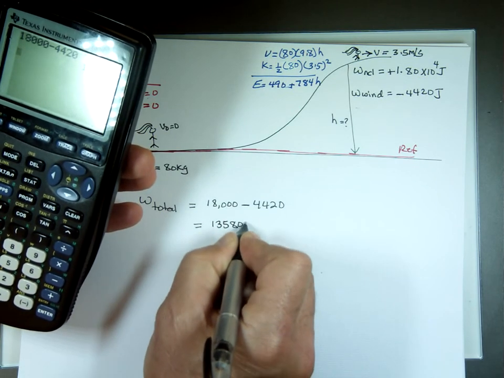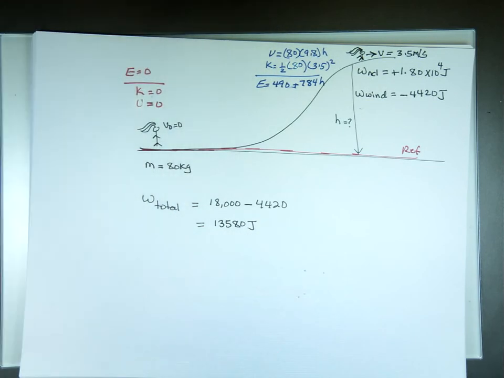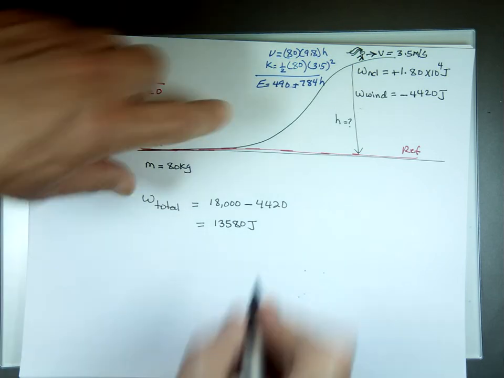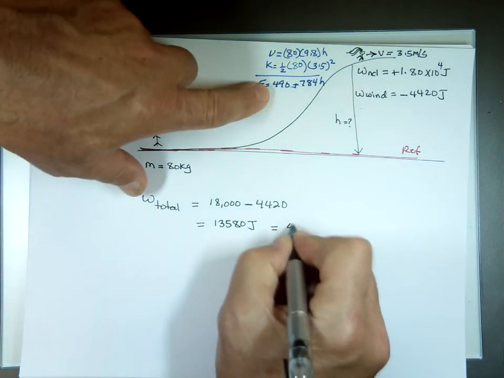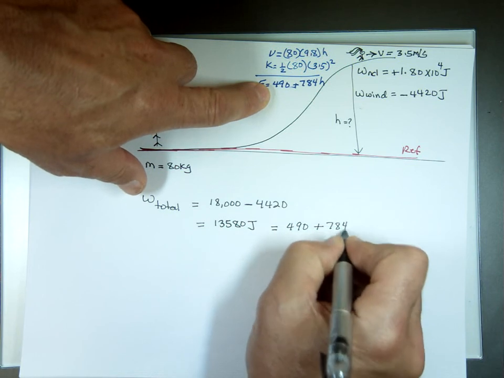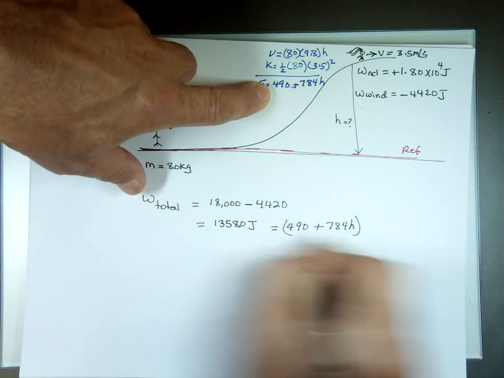That has to equal what? The final minus the initial. My final is what? The 490 plus the 784H, minus my initial, how much we had, which is 0.